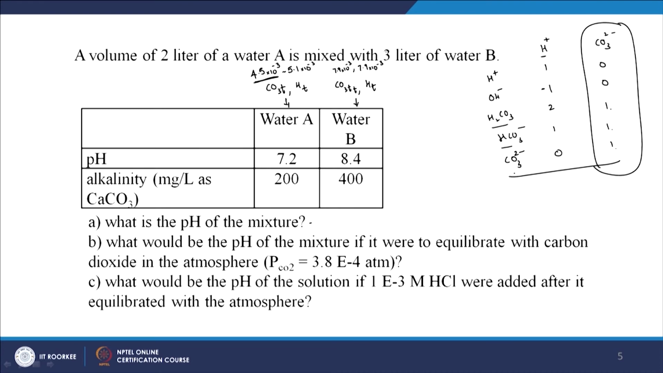So, now what next? We need to calculate the CO3 total of the mixture, right, and also H total of the mixture. And how do we do that? Based on the balance that we talked about earlier, which is nothing but V1 into CO3 total 1 plus V2 into CO3 total 2 by V1 plus V2, which is I believe 2 plus 3 5, right, 2 liters and 3 liters.